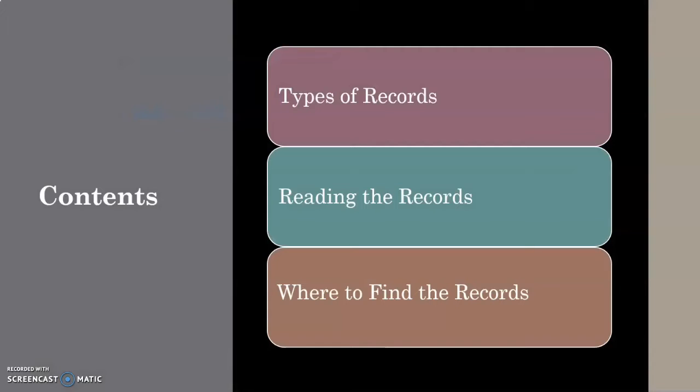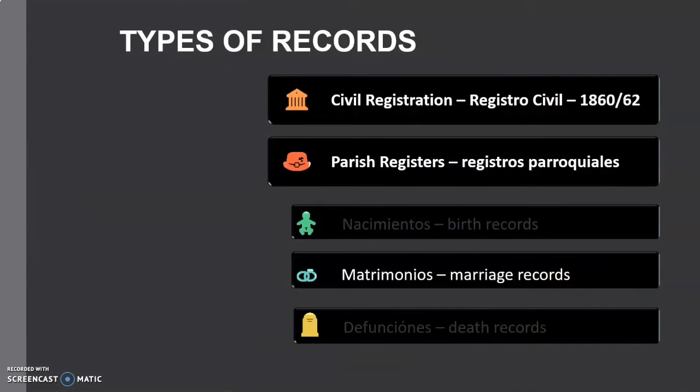So let's look at the types of records, how to read the records, and of course where to find them. Remember, there are two types of records, civil registration and parish registers, which are your church records. And today is strictly marriage records.